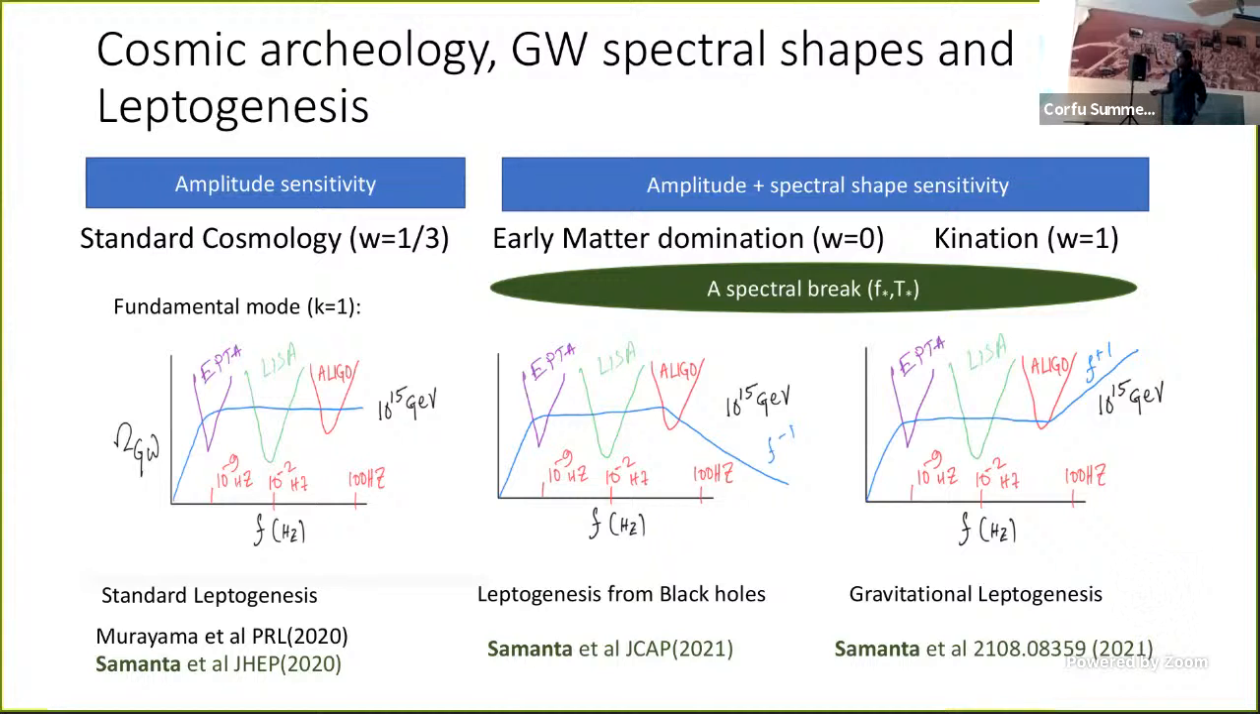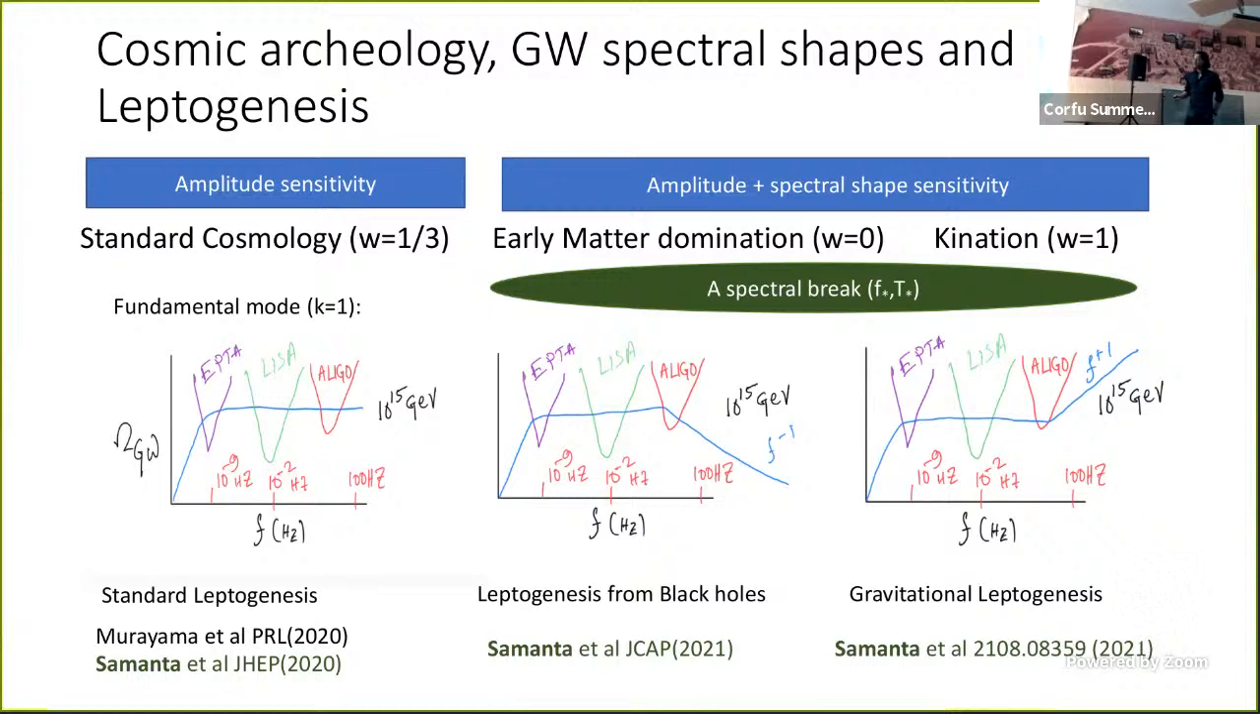But you can also play with the spectral shape. So if you put a matter domination before a radiation domination, which is basically allowed, this spectrum falls. And if you have scenarios like kination, this amplitude increases at a certain point of frequency. So we call it the turning point frequency. So by looking at this turning point frequency in several gravitational wave detectors, you can basically probe leptogenesis.